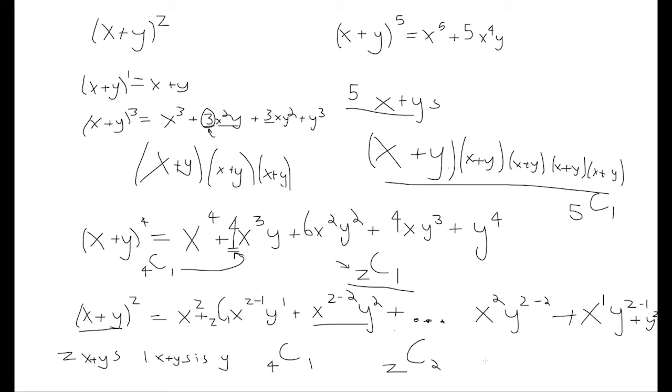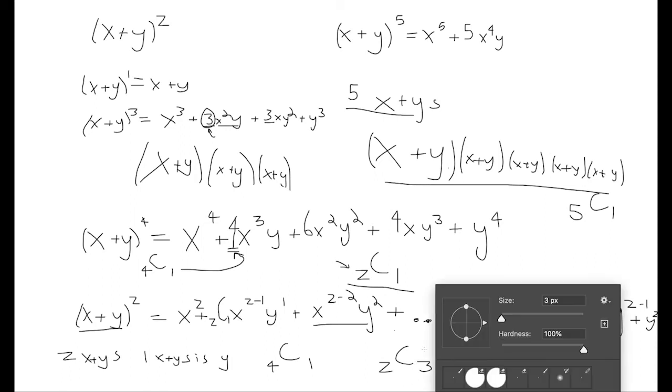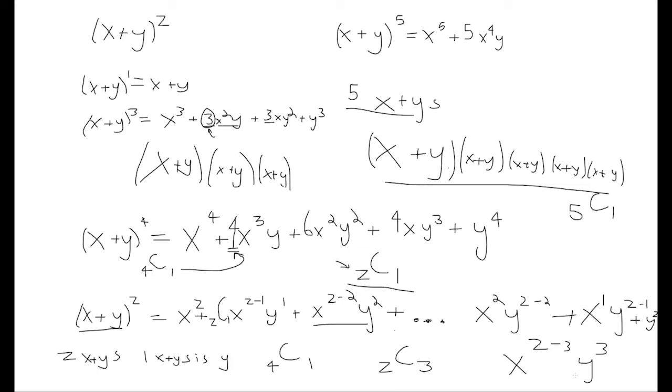And what if we had, let's say I didn't skip this, let's say x to the z minus 3 y cubed. What's the coefficient for that? Well, it would be z choose 3, right? It would be z choose 3. Because you're choosing three of the x plus y's to be y, right? And then the rest will be x's. So we want to find out how many combinations we can do that, and then that is going to be the coefficient. So let me actually just write these coefficients in, clean it up a bit.